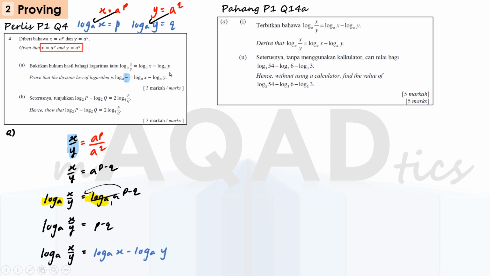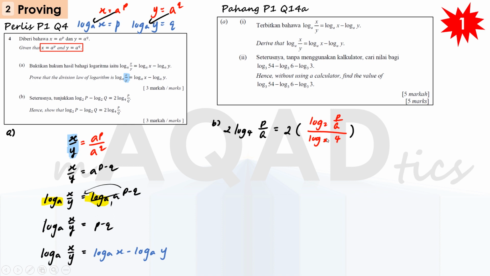Once we have proved the formula, they will ask us to hence show that this is equal to this. It means we need to use this formula to solve this equation. For the Perlis paper, for part B here, we need to prove this one. Here the base is 4, this is 2, so let's start from the part which has a larger base. Later on we can change from the big base to the small base, as you can see here.